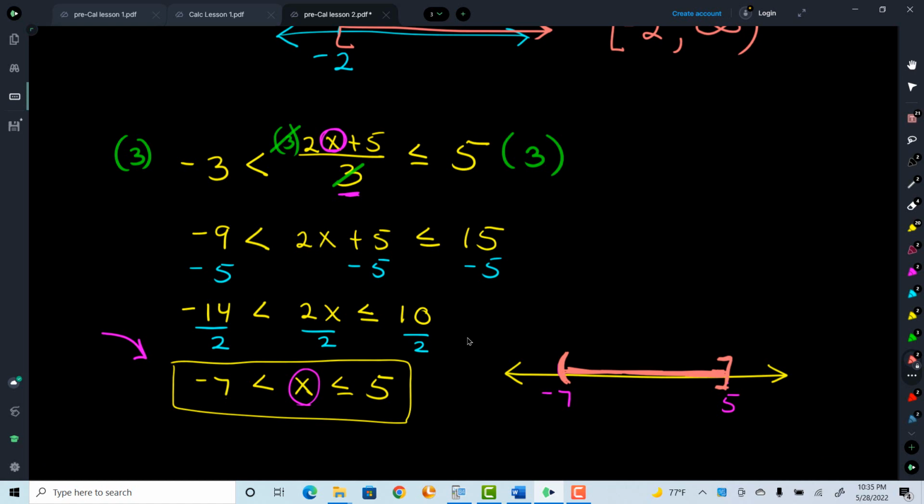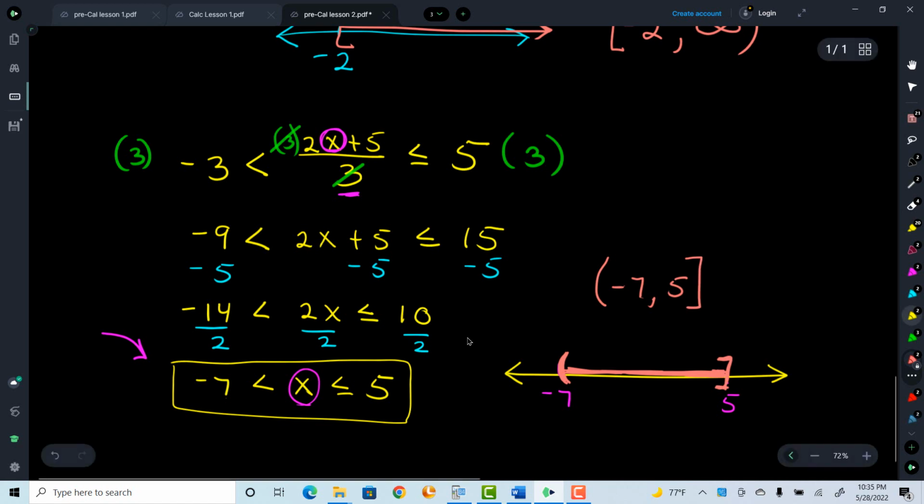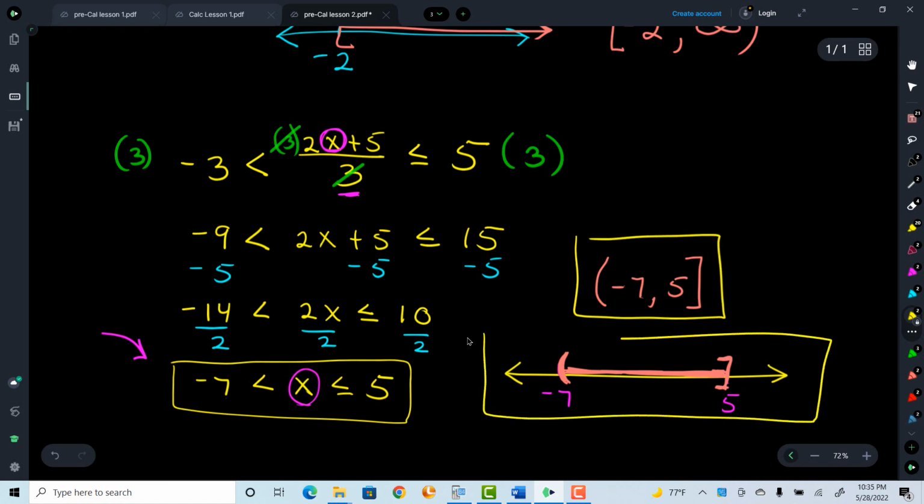What would that look like in interval notation? We're going to go from -7 to 5. We do not include the -7, so we put a parenthesis. We do include the 5, so we put a bracket. Right? So I've represented my answer 3 different ways. I've represented it just as an inequality. Here we have interval notation. And here we have graphically. Okay, so we're going to stop there.